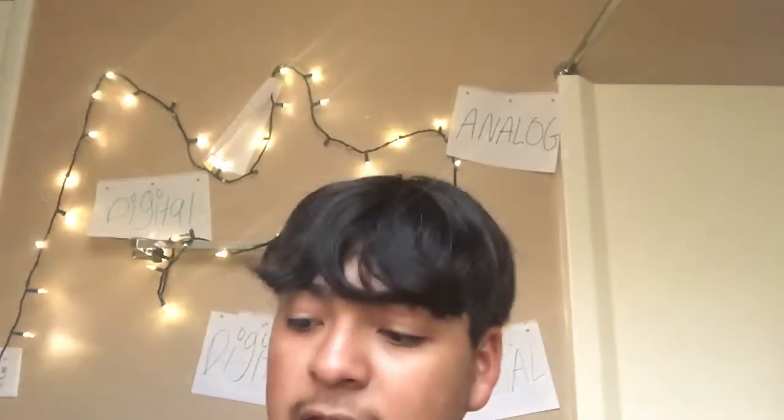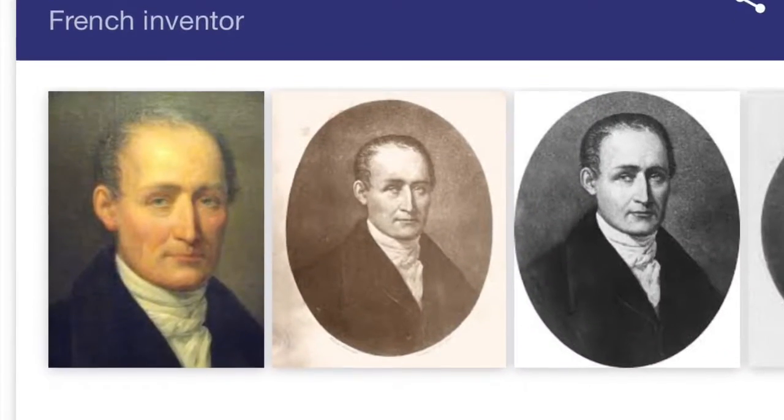Then the first ever camera was made in 1816 by Nicephore Niepce. I don't know how you pronounce it, but that's him. He made it out of a small little box, made it out of paper coated with silver chloride, which darkened when exposed to light. So that was that.